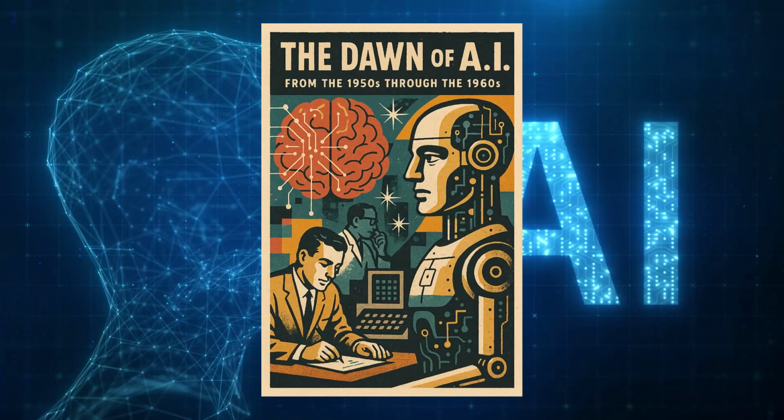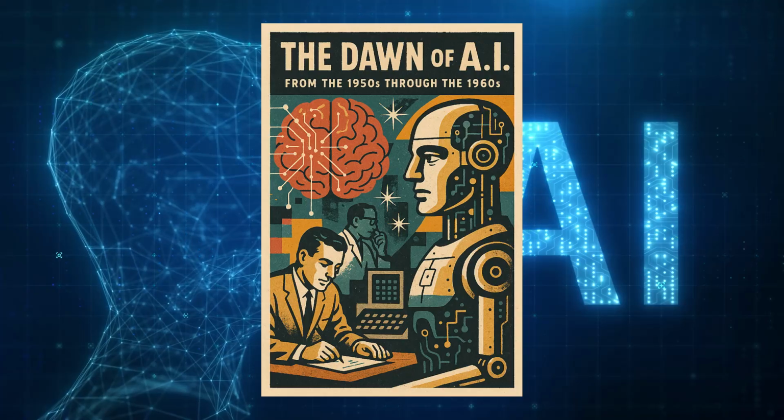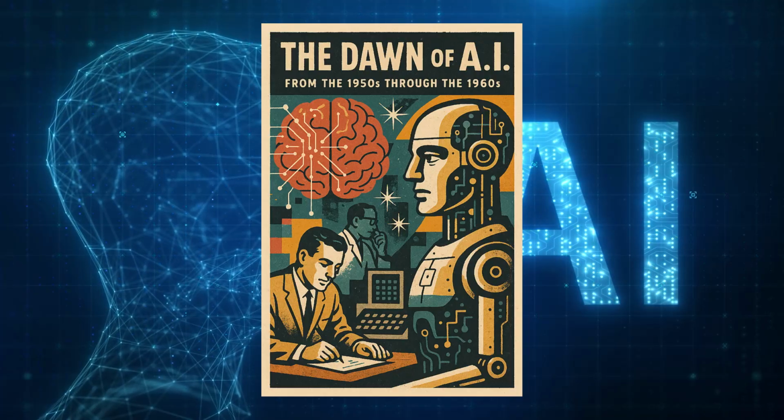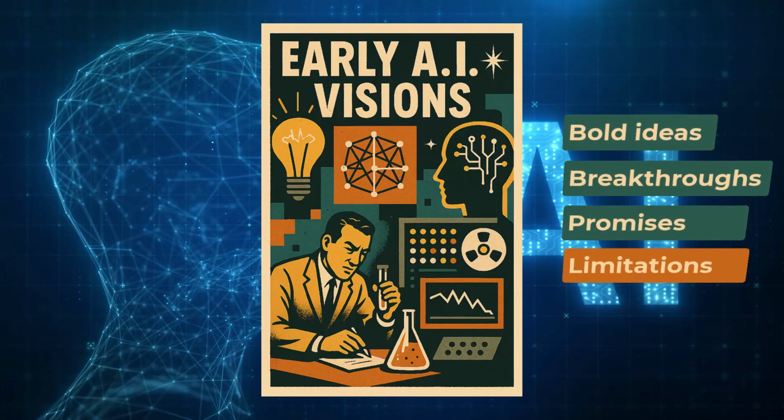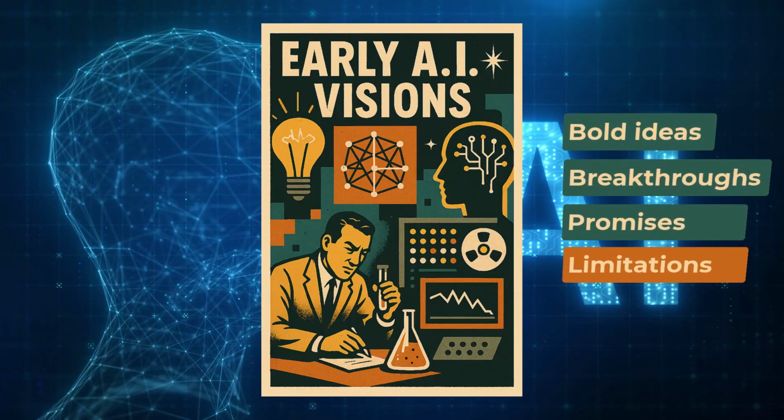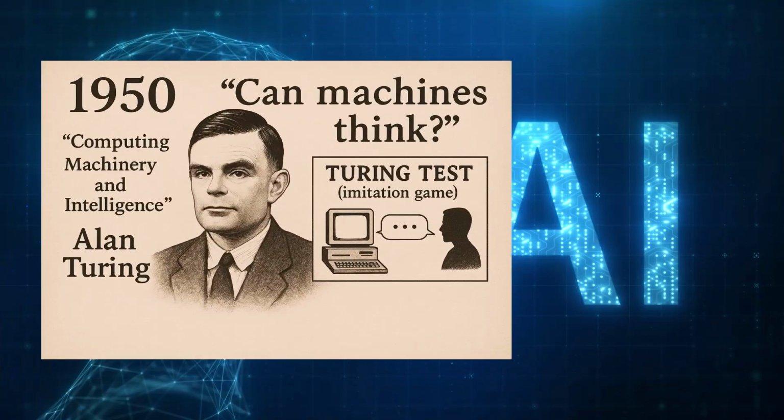Today, we begin our journey with the dawn of AI, from the 1950s through the 1960s, a decade of bold ideas, breakthrough experiments, and the first signs of both promise and limitation. It all started in 1950 with the mathematician Alan Turing.